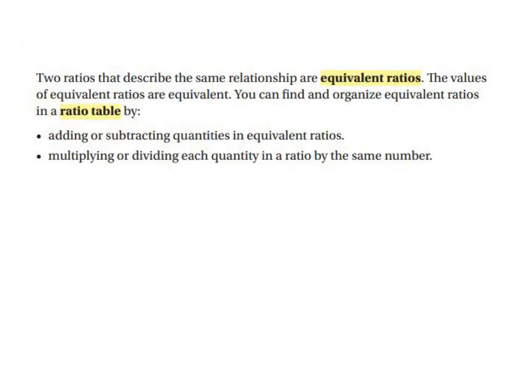Two ratios that describe the same relationship are equivalent ratios. The values of equivalent ratios are equivalent, and you can find and organize equivalent ratios in a ratio table by adding or subtracting quantities in equivalent ratios, or by multiplying or dividing each quantity in a ratio by the same number.